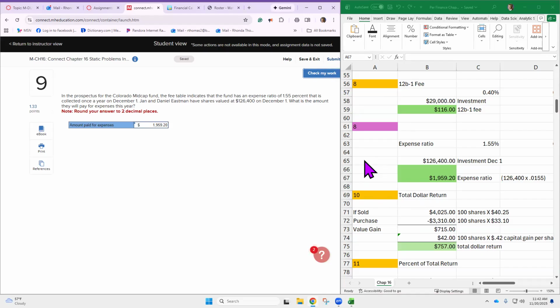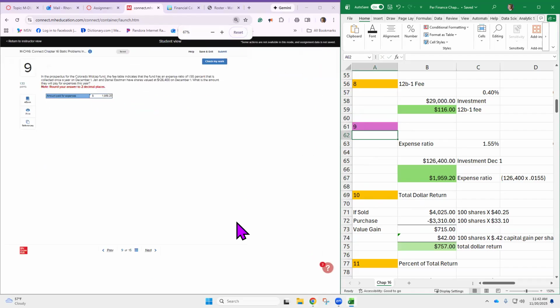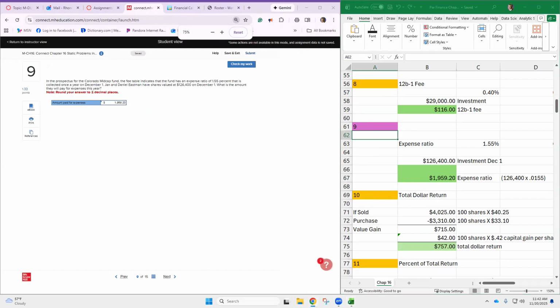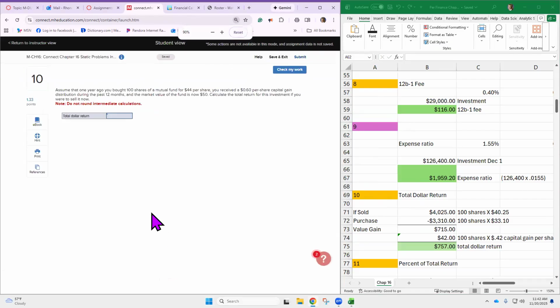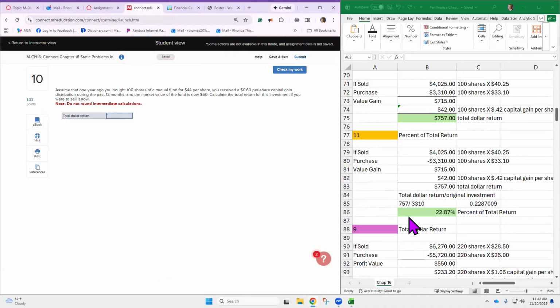Okay, so that is how you do number 9. Okay, the next one is a total dollar return. So we're going to treat mutual funds very similarly to the way we treated stocks. You can buy and sell mutual funds just like you can stocks. All right, so assume that 1 year ago you bought 100 shares of a mutual fund for $44.